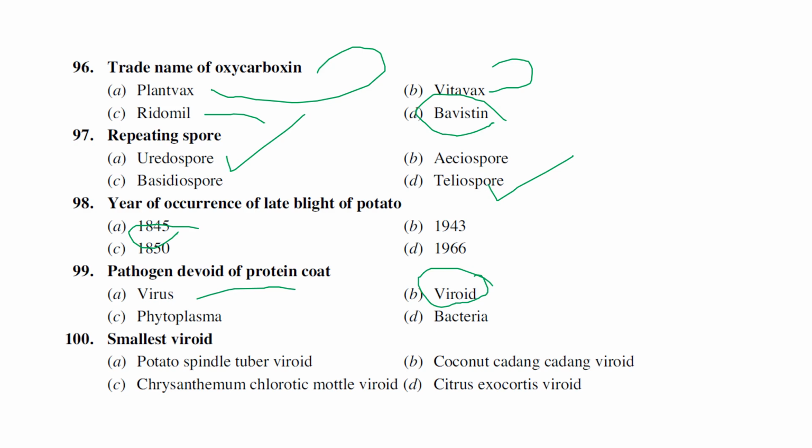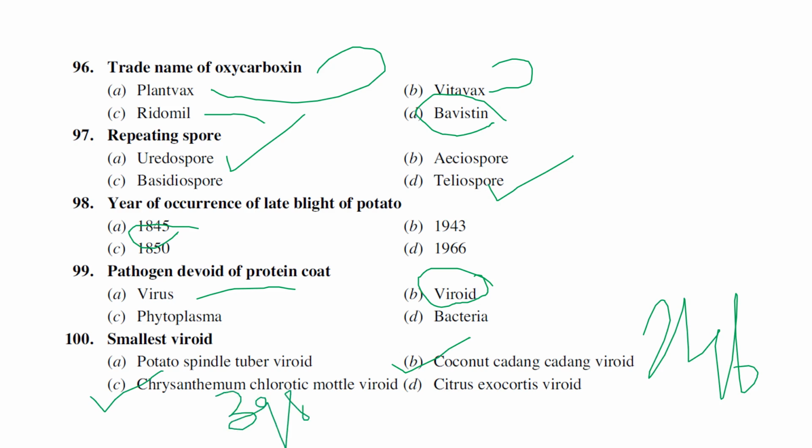Phytoplasma contains no cell wall. Instead of a cell wall, it contains a triple-layered membrane. Bacteria obviously contain a cell wall, that is peptidoglycan. Smallest viroids in the world: potato spindle tuber viroid, coconut cadang-cadang viroid, chrysanthemum chlorotic mottle viroid, citrus exocortis viroid. Coconut cadang-cadang is the smallest viroid with 246 nucleotides, and the largest is chrysanthemum chlorotic mottle viroid with 398 to 401 nucleotides. Citrus exocortis is probably 371, and potato spindle tuber is probably 357 nucleotides.